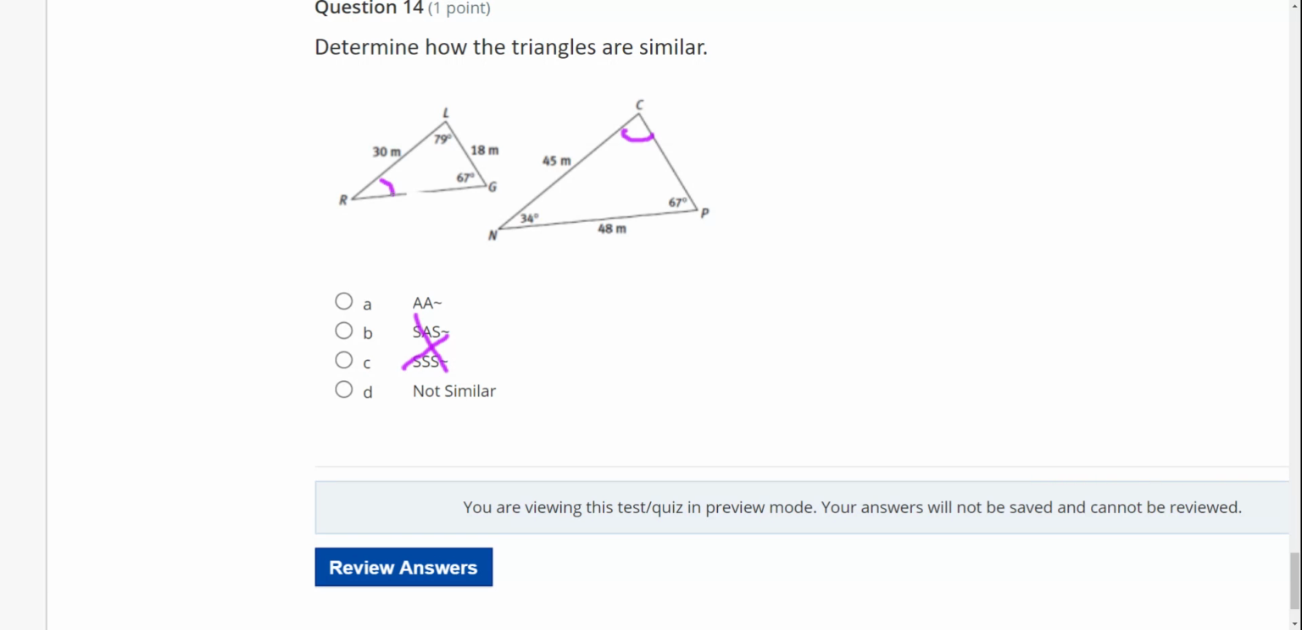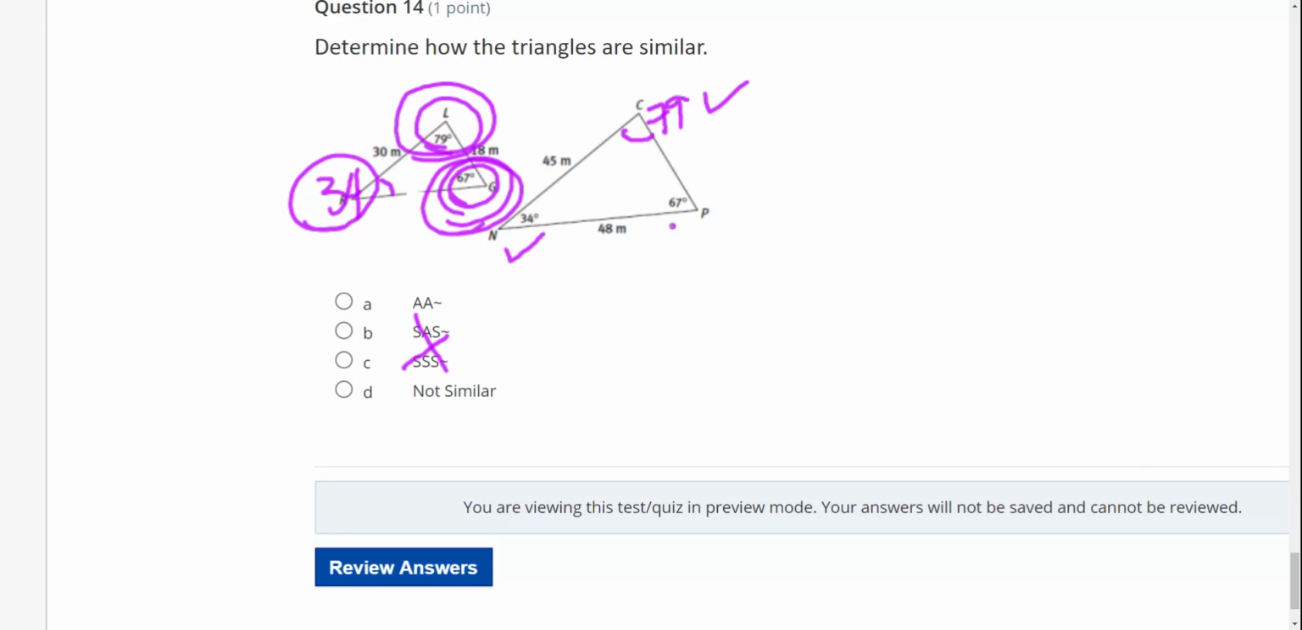For the big triangle, I got 7. I did too. That's perfect. Sweet. So if I have those two, did my angles match? I've got a 34 and a 34, and I've got a 79 and a 79, and I've got a 67 and a 67. So I think those angles match. So I've got angle, angle.